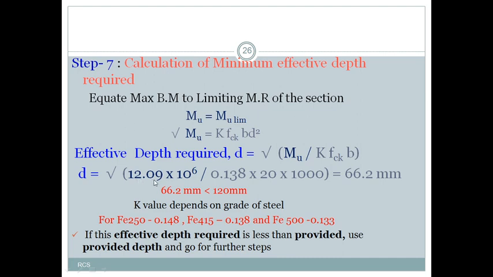Here Mu is 12.09 into 10 power 6, fck is 20, and b is 1 meter width, that is 1000 mm, and K is a factor. In this design I am using Fe415 as the steel bar, so 0.138 is the factor. If you substitute all those values and calculate, the effective depth required is 66.2 mm, but we have assumed 120 mm. So our provided depth is more than the minimum depth required for the slab. So we can go ahead with the provided effective depth of the slab.